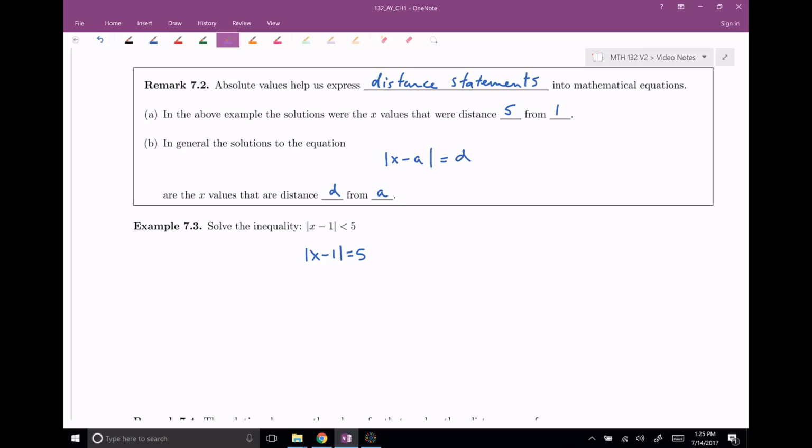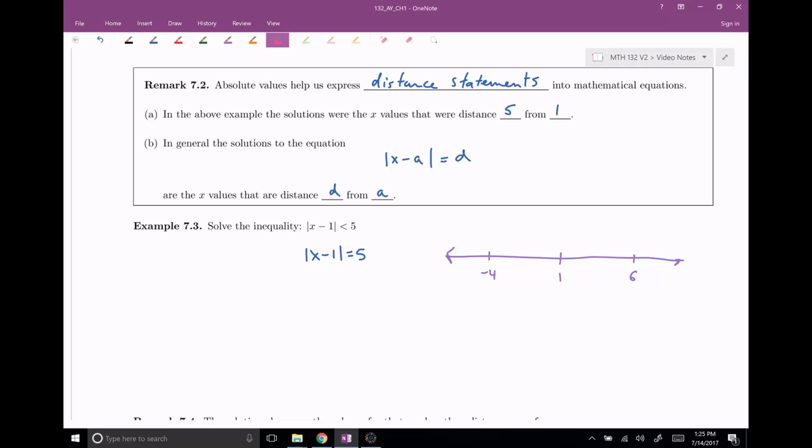Let me go ahead and draw out again the solution that we came up with. So here's the value 1, and we said that these solutions were distance 5 away from 1. So up here was 6, down here was -4. So these are the things that are distance 5 away from 1. Notice we don't want it to be equal to distance 5 away from 1. We want it to be less than distance 5 away from 1.